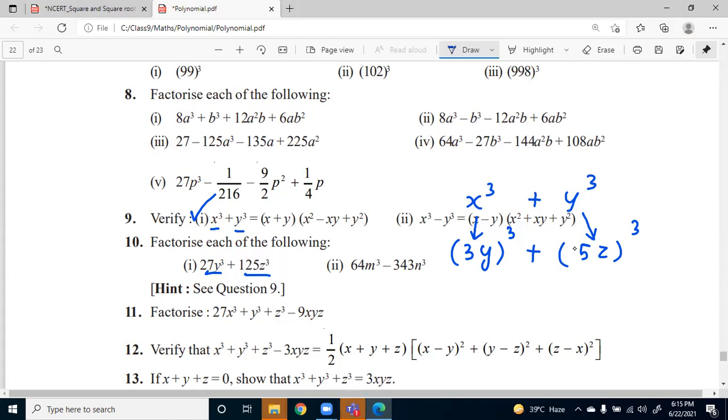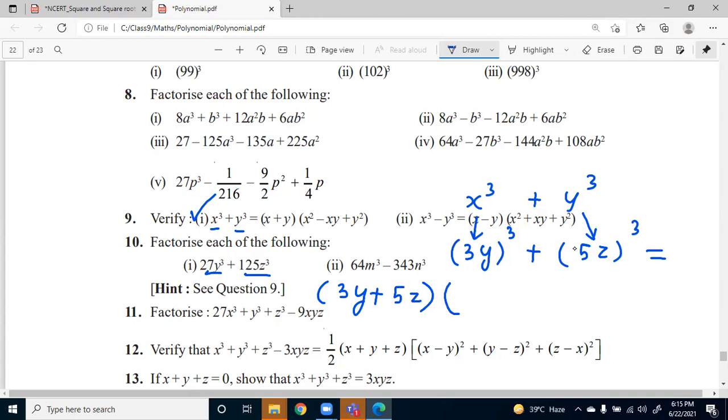Let's call that variable x. So what is the value of x? X is 3y. And what is the value of y? It is 5z. So now I will be applying this identity and writing the right hand side of this. It is equal to x plus y. So what is x plus y? 3y plus 5z. So this is x plus y.